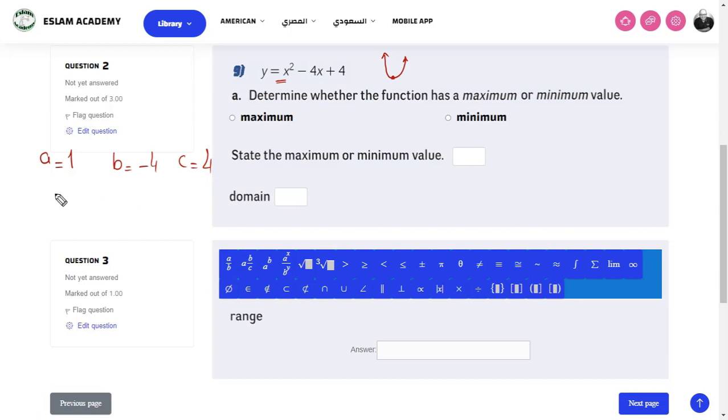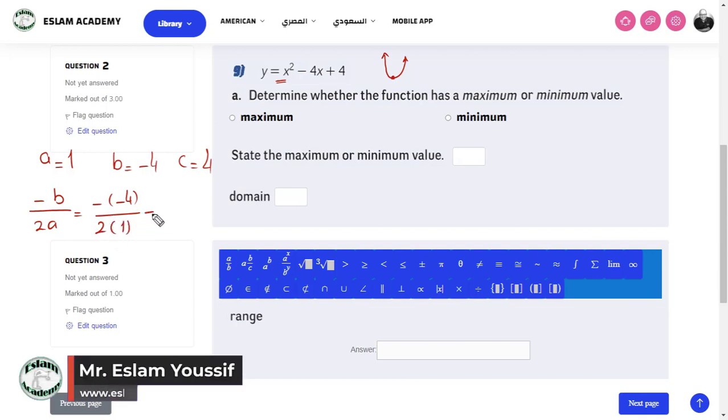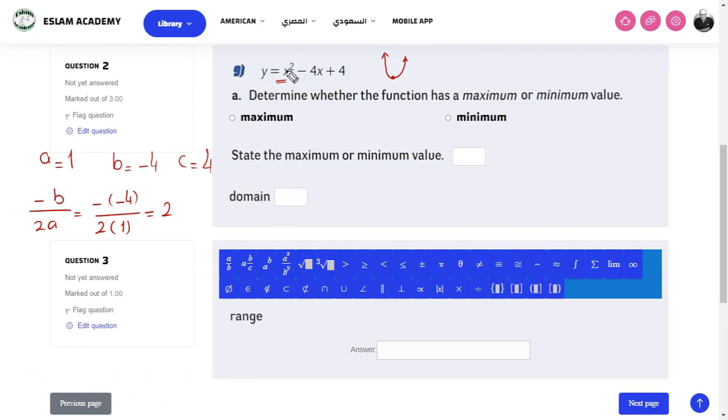To find the x-coordinate of the vertex, we use the formula negative b over 2a. By substitution, instead of b, replace it with negative 4, divided by 2 multiplied by a, which equals 1. So the answer now will be equal to 2. To find the y-coordinate of the vertex, instead of x, we replace it with 2. So y equals 2 to the power 2 minus 4 multiplied by 2 plus 4. By using the calculator, we find that the answer is 0.